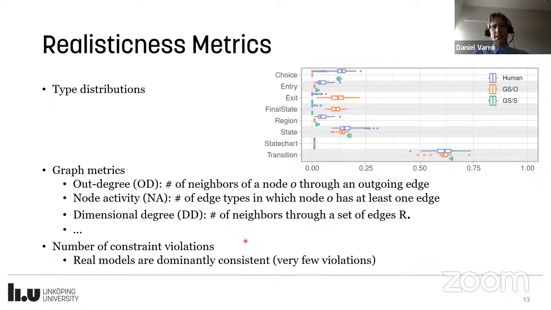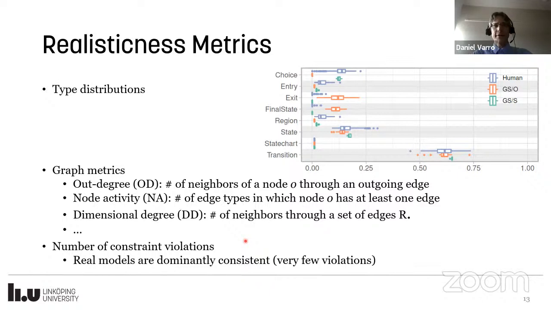Which means that in order to generate realistic models, we also need to be able to generate consistent ones. Otherwise, we can end up with graphs which, like with a fully random generation, can follow many traditional metrics of realisticness, but if you randomly generate a graph, you will violate those well-formed constraints.